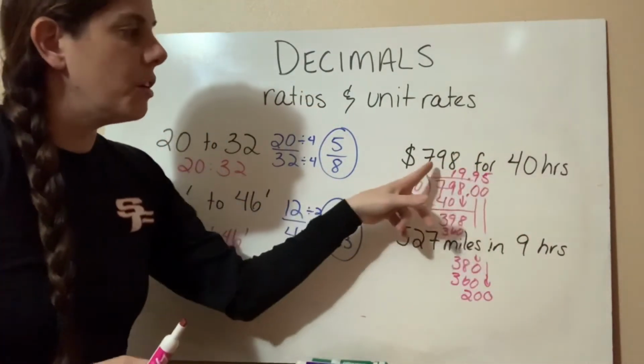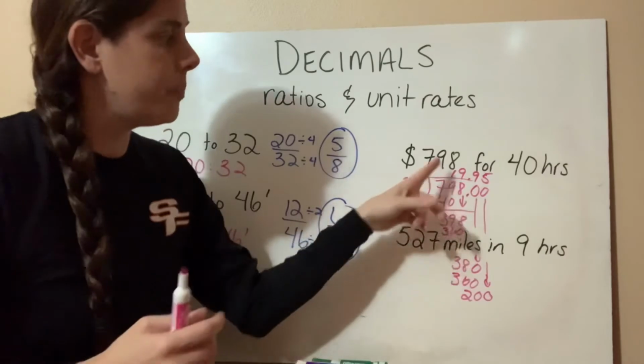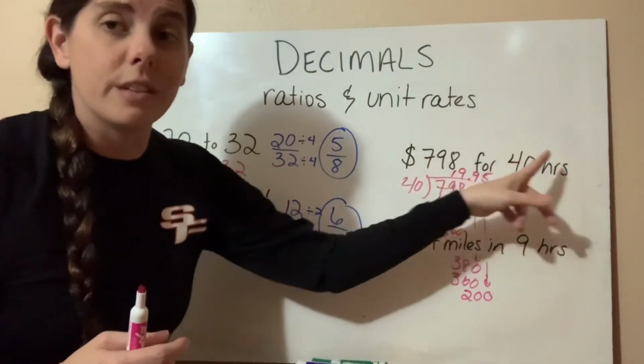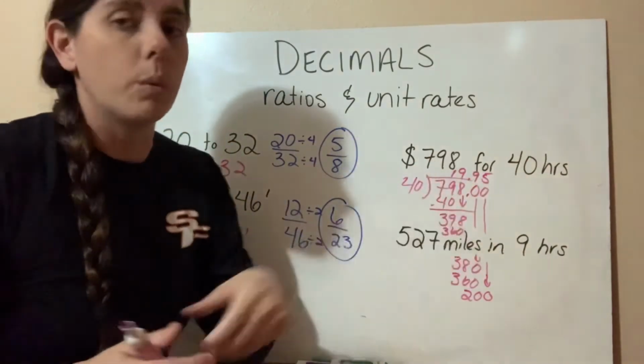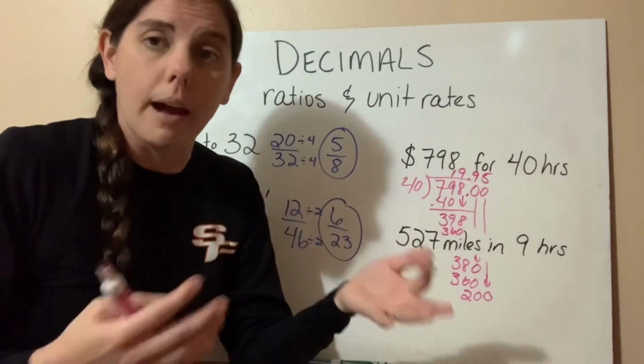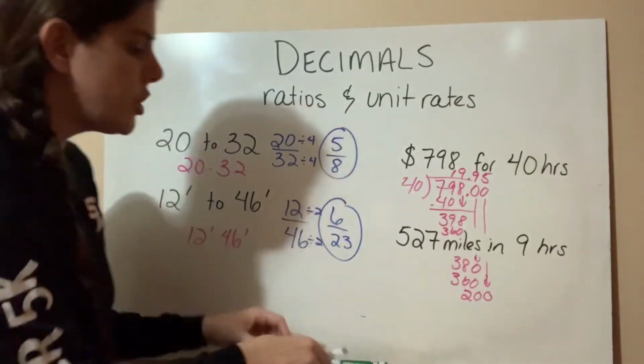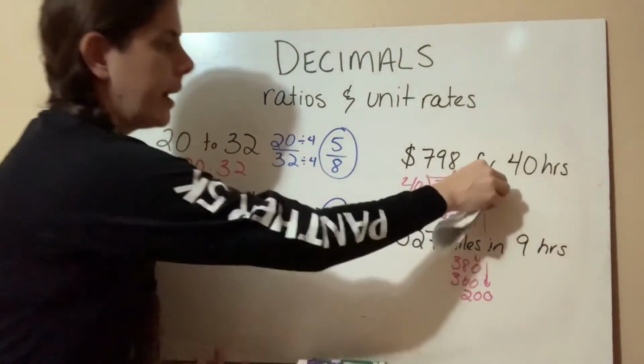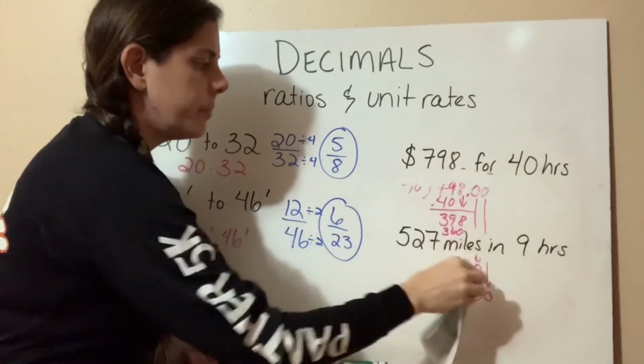So if we want to find our unit rate, we're just going to be dividing. We take the 798, divide it by 40, and we can see that we were making about $20 an hour, or $19.95 an hour. So that's your unit rate for that specific situation.